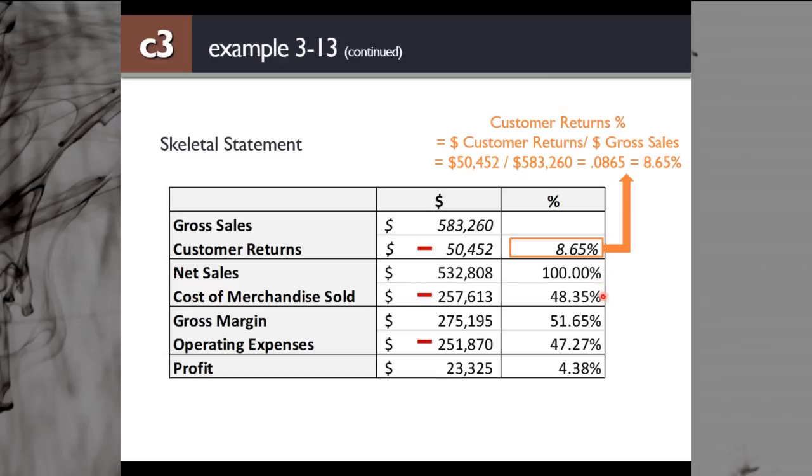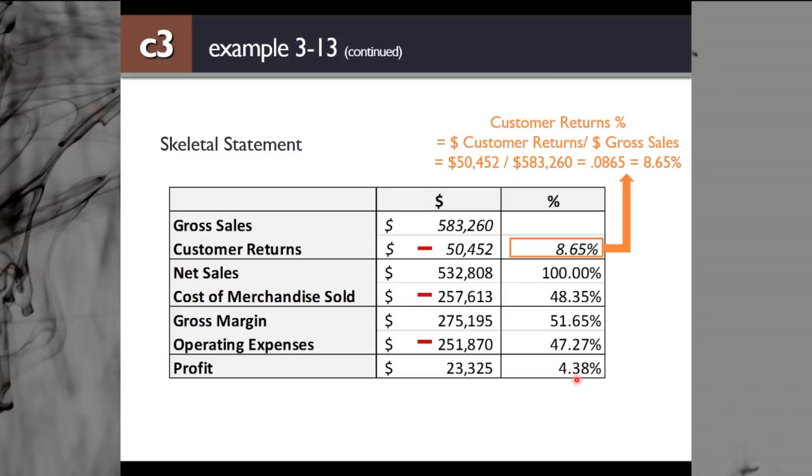However, for the other components, such as cost of merchandise sold, gross margin, operating expenses, and profit, what you have to do is put the dollar amount of the cost of merchandise sold and divide it by which one? Gross sales or net sales? Divided by net sales. Then you can get this 48.35. How about the gross margin percentage? That is the same. You will put 275,195 at the top, and you will divide it by net sales, and you will get this 51.65%. Same for the operating expenses and profit.